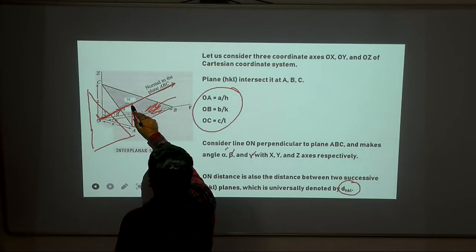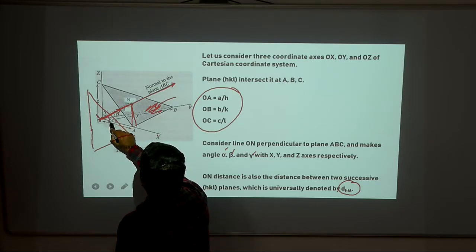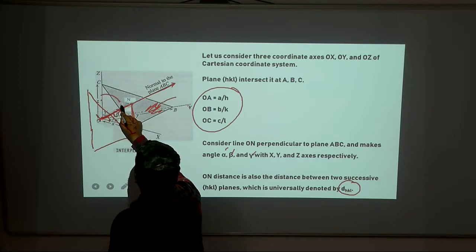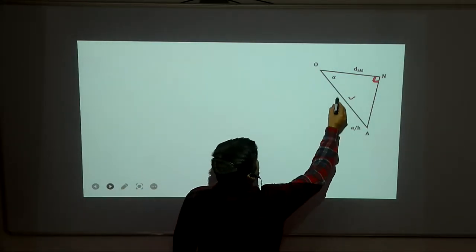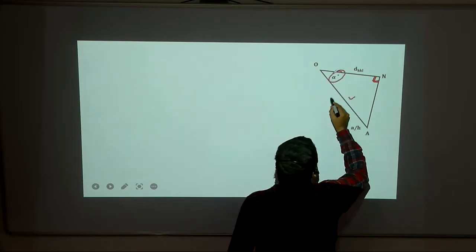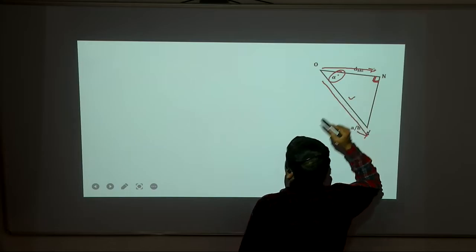over here in this case ONA, the x-axis is going to make the angle alpha dash, the y-axis is going to make the angle beta dash, and the z-axis is going to make the angle gamma dash. So these different angles are there. This alpha dash is the angle between the x-axis and the perpendicular or normal.